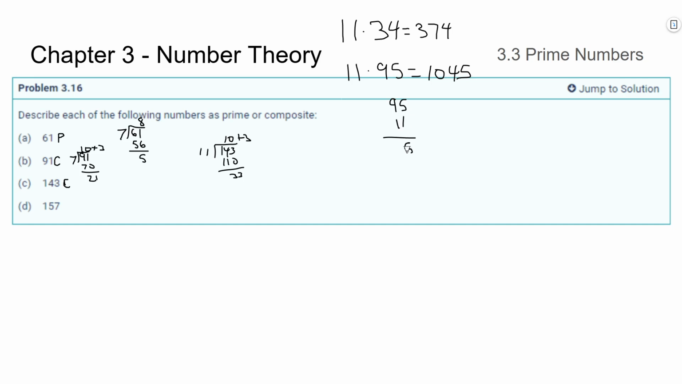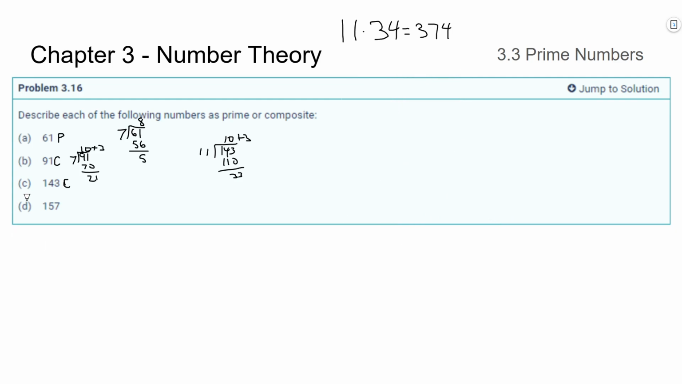1 times 5 is 5. 1 times 90 would be 90. 10 times 5 would be 50. And 10 times 90 would be 900. That's a 9. All right, so we have 5. We have 14. And we have 10. 1045. So, yep, that checks out. It works. So anyways, moving on.